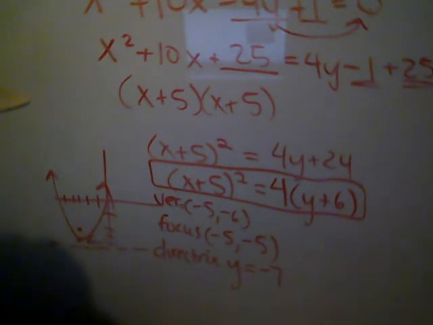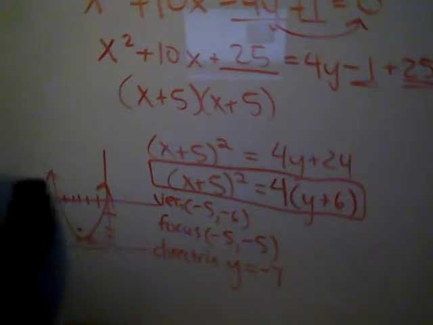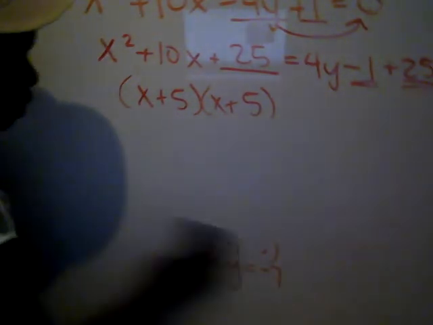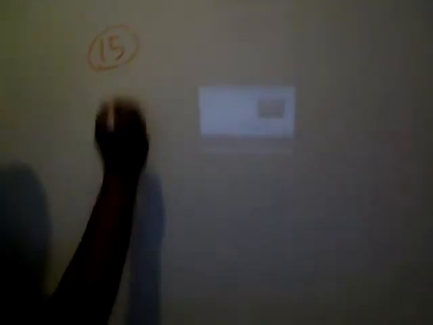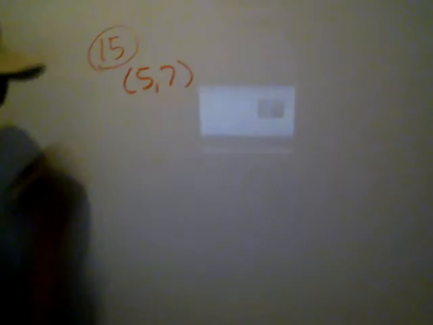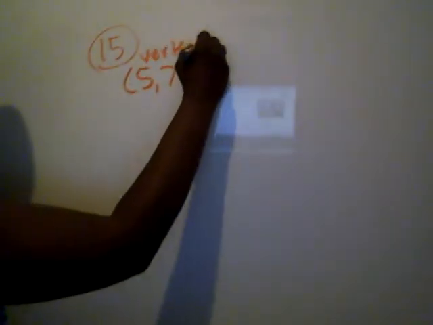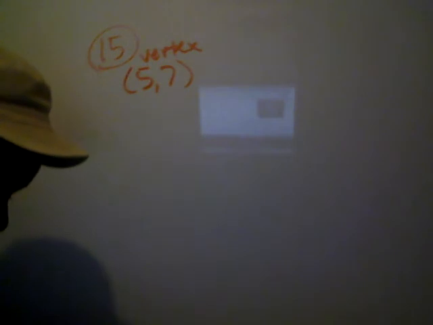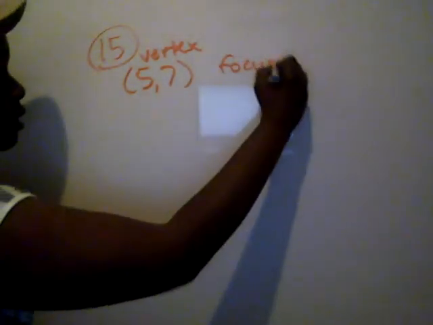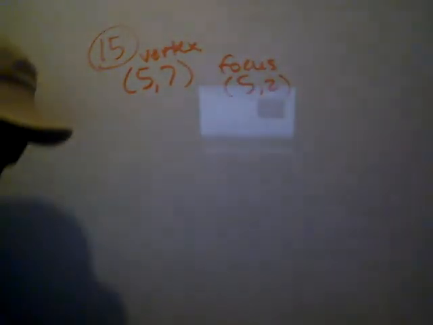Okay, so then if we look at the last, I'll do 15, 17, and 18. 16 is very similar. We'll do 15, 17, and 18. Okay, so for number 15, we have the vertex is 5, 7, and the focus is 5, 2.